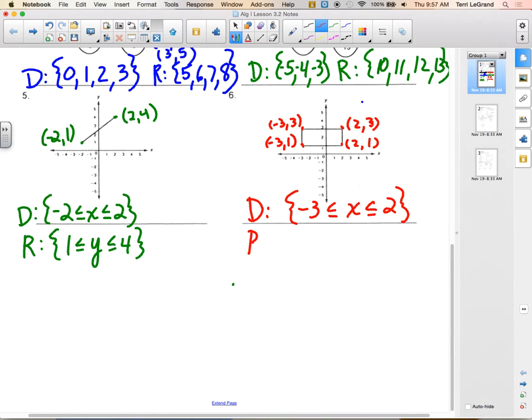What's our range for this one? Tyler. 1 is less than or equal to y, which is less than or equal to 3. That's it. It doesn't go any higher than 3. It doesn't go any lower than 1. This is y. The range of the y is the vertical. So our points that help make up this rectangle are defined by the ranges.